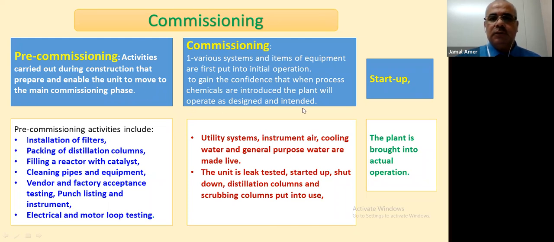Any commissioning process consists of three parts. We call them pre-commissioning activity, commissioning, and startup.